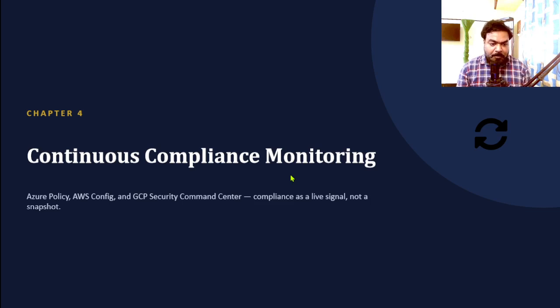Chapter 4, Continuous Compliance Monitoring. Our final chapter for Part 1, Continuous Compliance Monitoring. We have engineered the controls and automated the evidence. And now let's make sure you know the moment something drifts out of compliance.